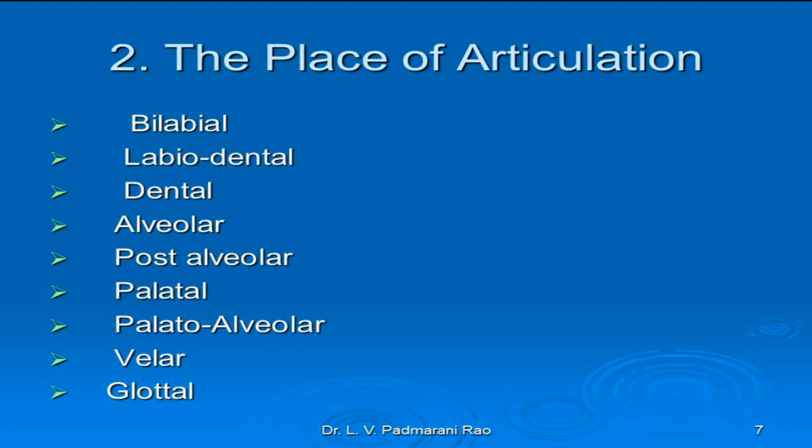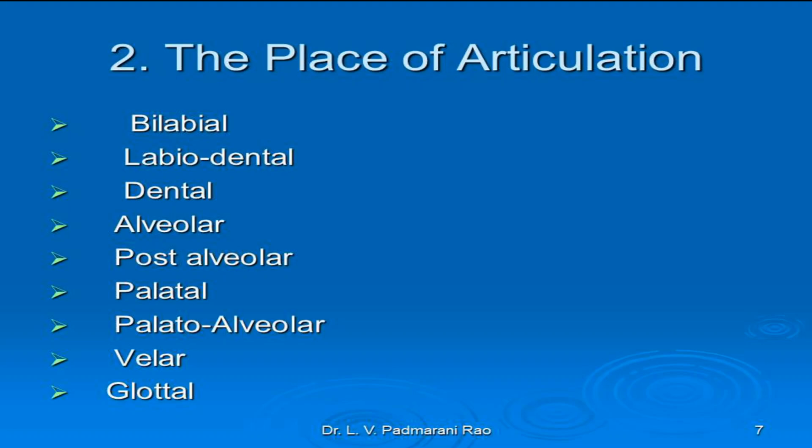The second place of articulation that could be possible is labiodental. The sounds that are articulated by the lower lip and the upper teeth. Labio is lips, dental is teeth. The lower lip and the upper teeth are called labiodental sounds, as you could find in fan, van. In the production of f and v, you could find that the sounds are labiodental.